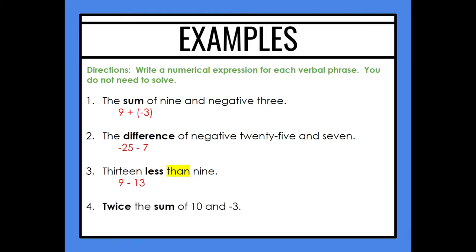Number 4, twice the sum of 10 and -3. Notice in this one I have two operation words, and that phrase, twice the sum of, sounds a lot like my parenthesis words. So again, in those parenthesis phrases, the second operation is what is put in parentheses. So I'm going to put the sum of 10 and -3 in parentheses, so that would be 10 plus -3, and then I want to do twice that, so twice means to multiply it by 2. So my expression is going to look like this, 2 times, in parentheses, 10 plus -3.